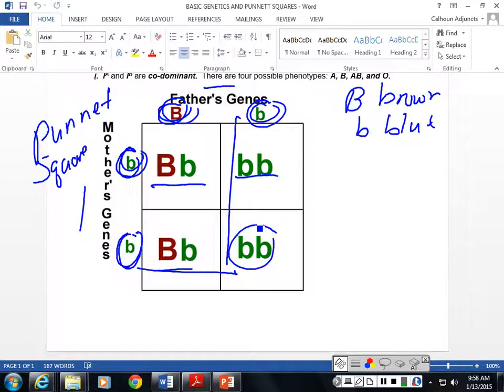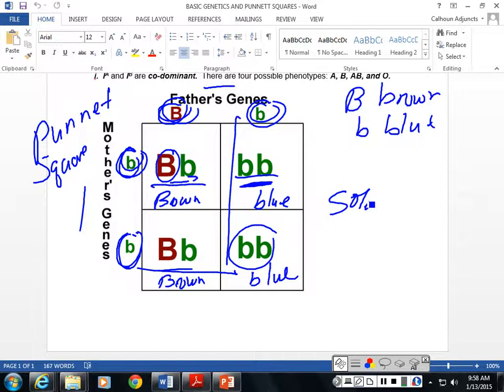Okay? So what does that mean? That means the children have a 50% chance, because remember, big B, little b means brown, because B is dominant. It overpowers the blue. So this one's going to have brown eyes. Because you don't have a big B over here, you just have two little b's, two recessives. This one's going to have blue, and this one's going to have blue eyes. So you have a 50% chance of a child having brown eyes and a 50% chance of a child having blue eyes.